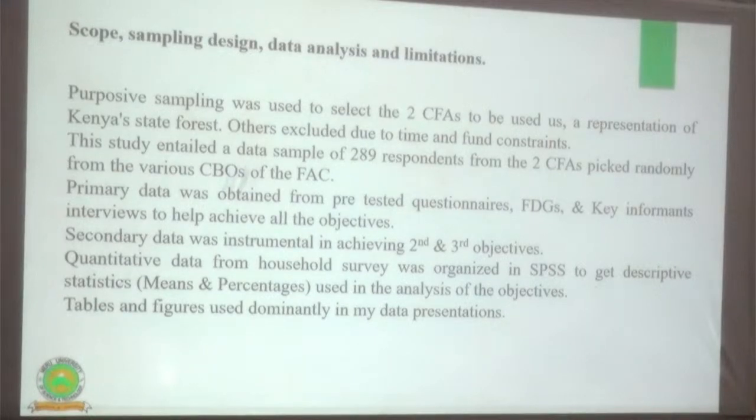Then the primary data was obtained from the pre-tested questionnaires, focused discussion group, and key informant interviews to help achieve all the objectives. Secondary data was instrumental in achieving the second and the third objective, whereas quantitative data from the household survey was organized in SPSS to get descriptive statistics on mean and percentages used in the analysis of the objective. Tables and figures were used dominantly in my data presentation.